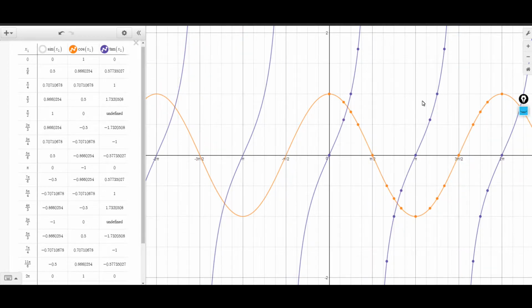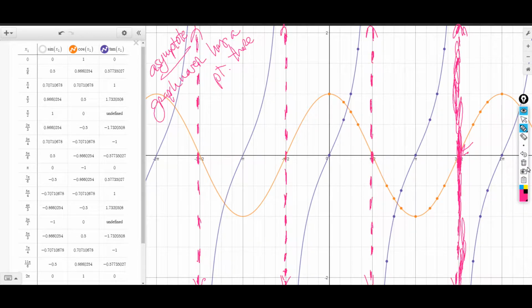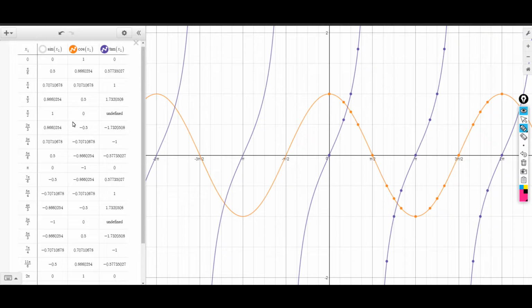Well, if you think about it, I closed the tab with all the calculations, didn't I? Yeah, so you guys can't see those calculations anymore. But if you think about what we were doing before with those, I was doing the opposite over the adjacent. Here, my opposite is 1, and my adjacent is 0. We said that was undefined.